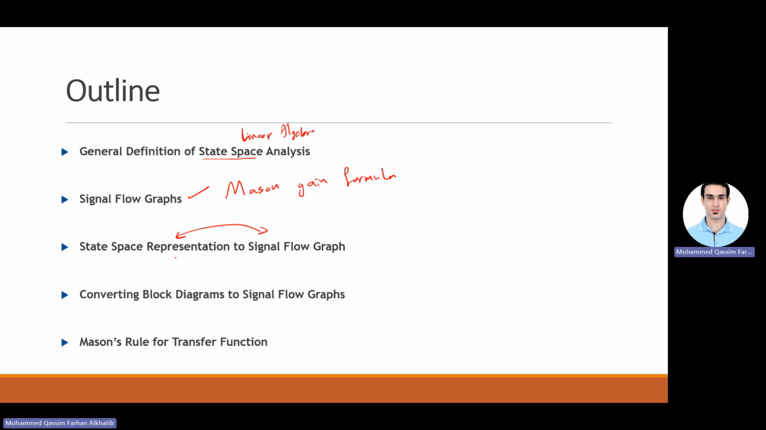So the state space representation, you have it in the form of matrices. And we'll see how it's going to be converted to a signal flow graph, and also the conversion from block diagram to signal flow graph. Basically, in the block diagram, we have the elements of adder, the feedback block, forward block, and let's say a junction or node. And that's the last topic, the Mason-Gain formula for the transfer function.